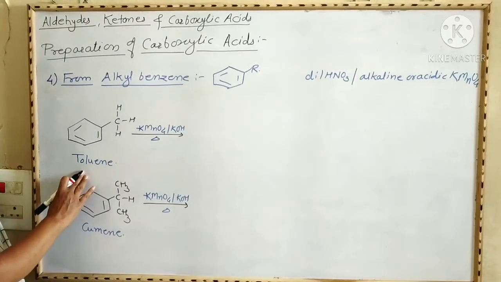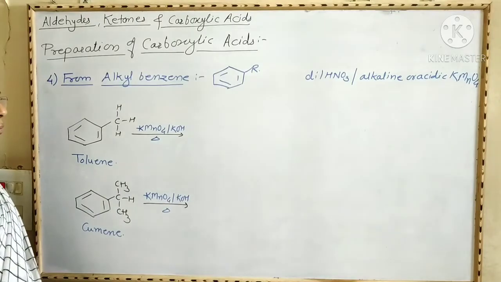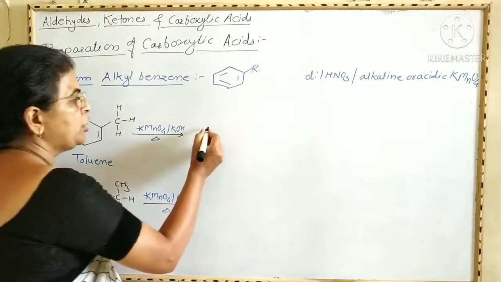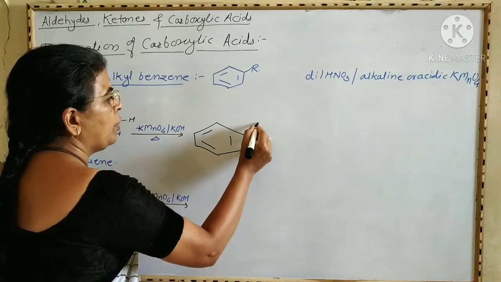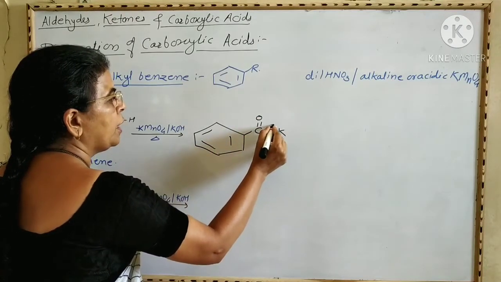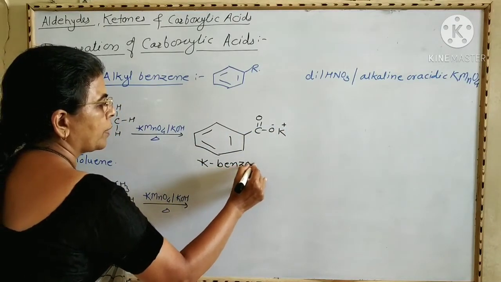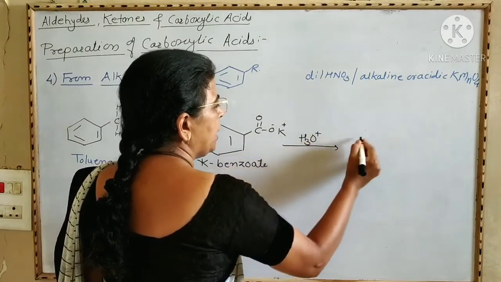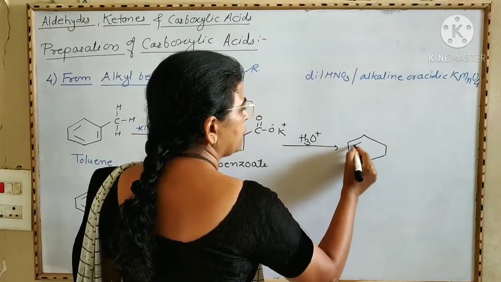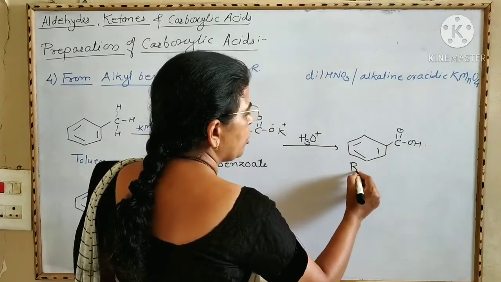Now first we are going to see an example, toluene. When this toluene undergoes oxidation in presence of KOH, first potassium benzoate is formed, that is C double bond O, OK, with negative charge and positive charge. This is potassium benzoate. And this potassium benzoate will undergo acid hydrolysis. Then you will get benzoic acid. This is benzoic acid.